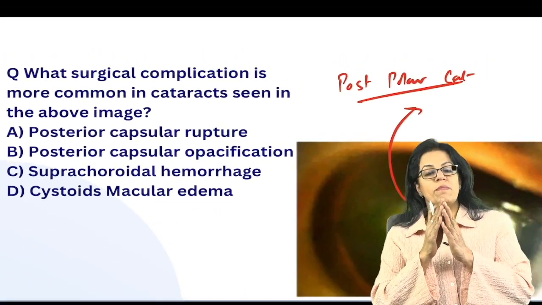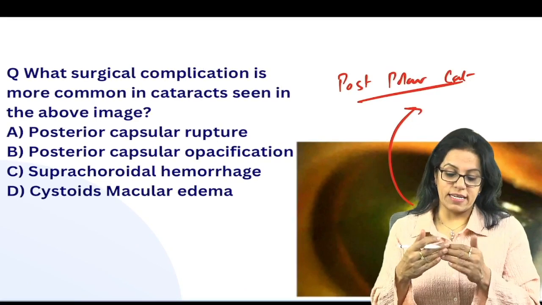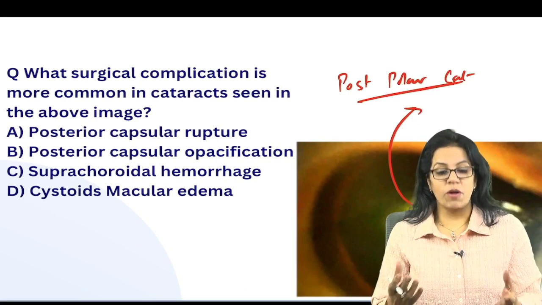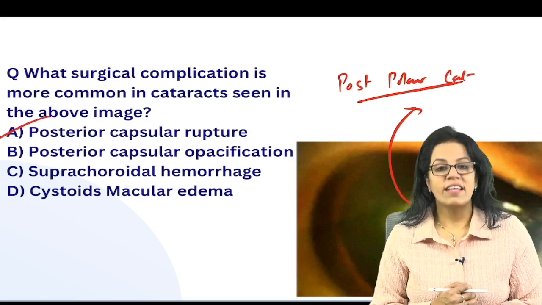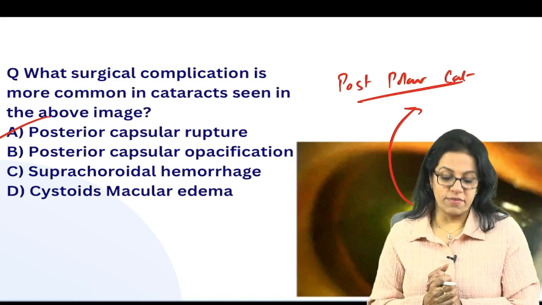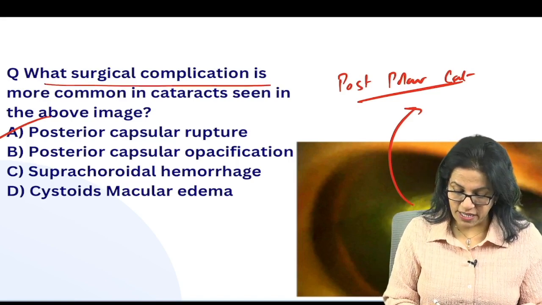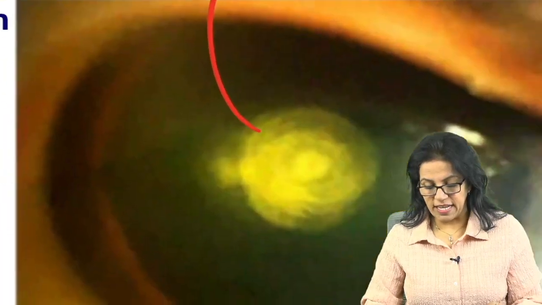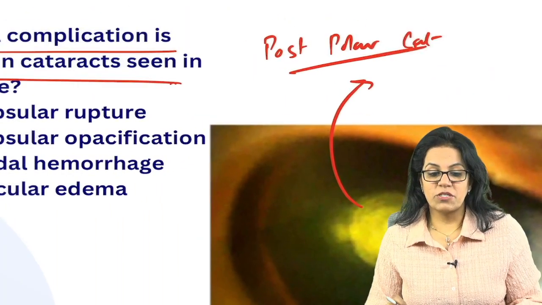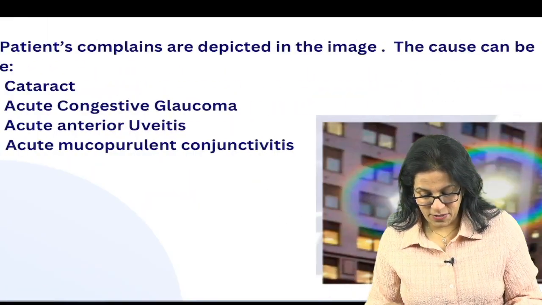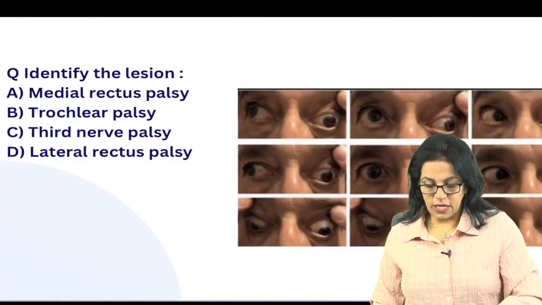Now, this posterior polar cataract with the onion peel appearance, very important to keep in mind. When we are operating this cataract, there is a tendency for it to be adhered to the posterior capsule. So, what is the most common complication? We will answer posterior capsular rupture. Okay, so specific to this cataract, this is the question: what surgical complication is more common in cataracts seen in the image here? Our answer would be posterior capsular rupture. We come to the next image.